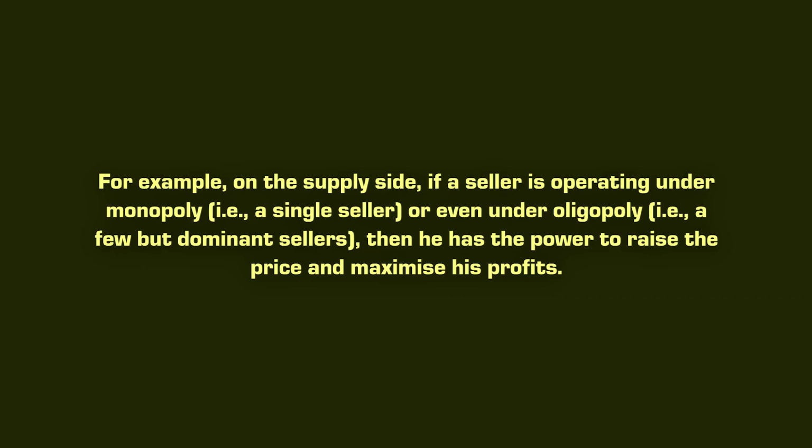Then, how is market failure caused because of market control? Market control means when either the buyer or the seller possesses the power to influence the demand or supply and hence the prices of the goods or services in the market. As a result of power or market control, the forces of demand and supply do not affect price levels. For example, on the supply side, if a seller is operating under monopoly, monopoly means a single seller, or even under oligopoly where there are few but dominant sellers, then he has the power to raise the price and maximize his profits.